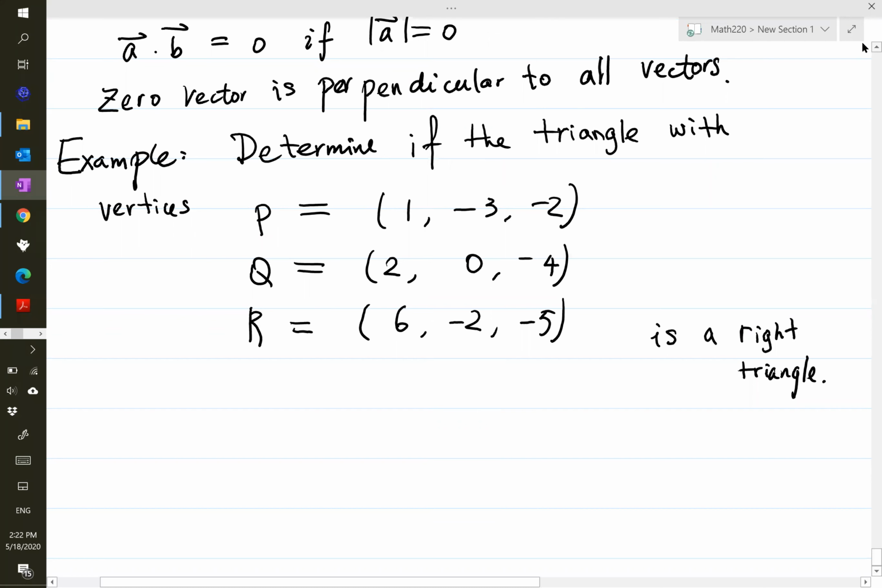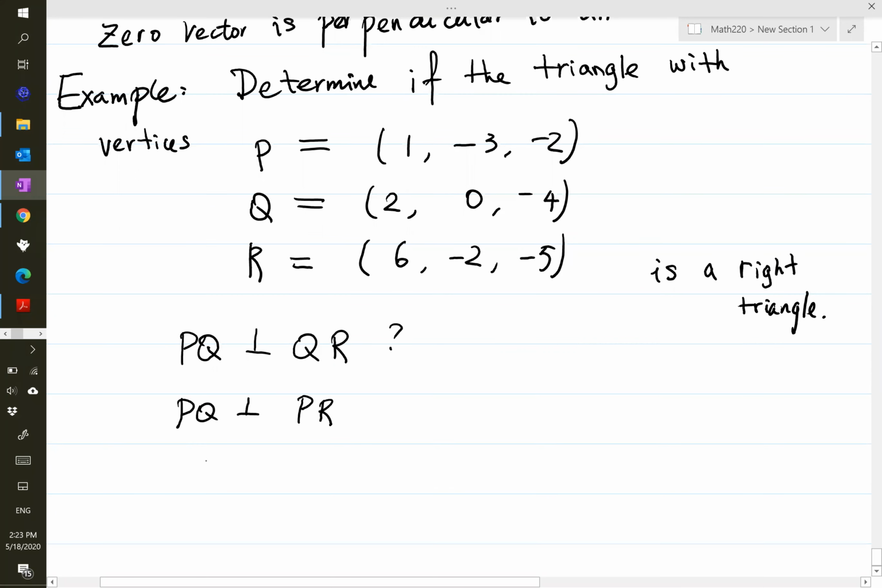We can also use perpendicularity. For instance, we can check whether two lines are perpendicular. So we need to check whether PQ is perpendicular to QR, or PQ perpendicular to PR, or RP perpendicular to RQ. We need to check all three.